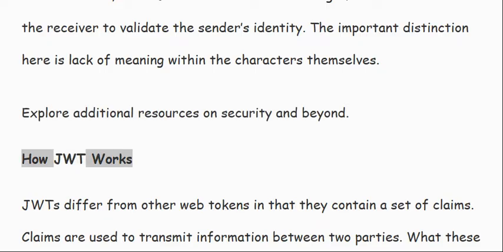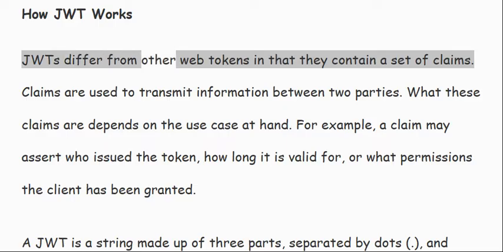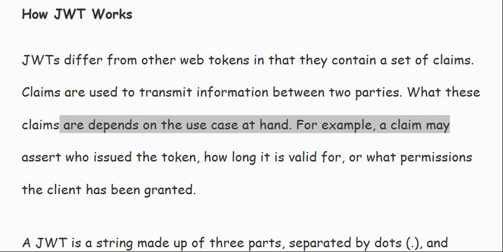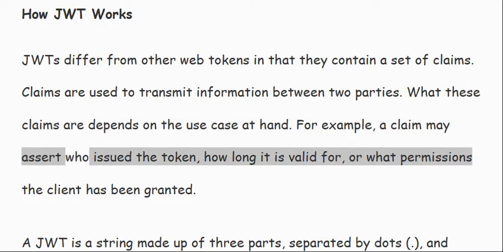How JWT works. JWTs differ from other web tokens in that they contain a set of claims. Claims are used to transmit information between two parties. What these claims are depends on the use case at hand. For example, a claim may assert who issued the token, how long it is valid for, or what permissions the client has been granted.